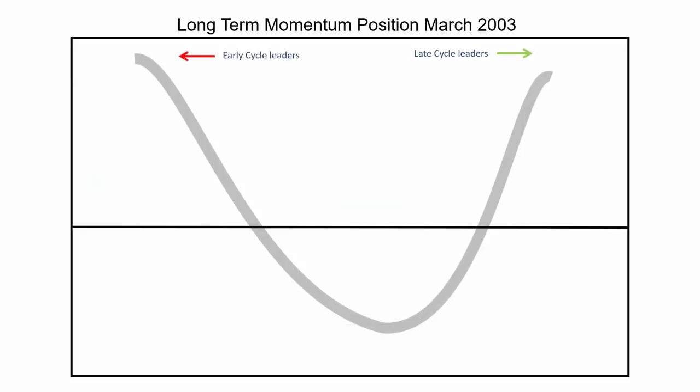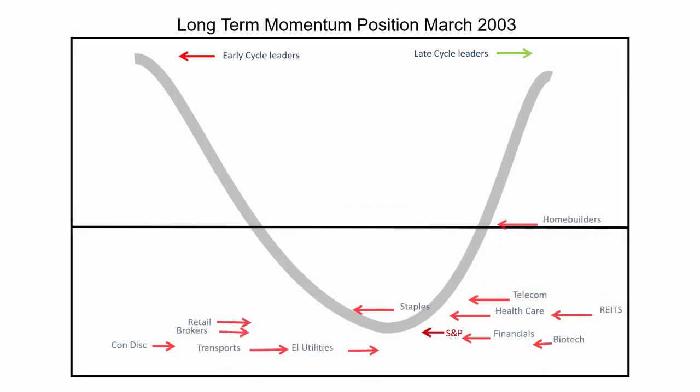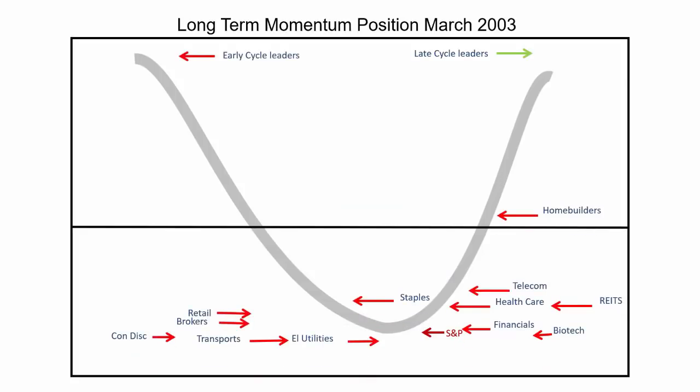So we're going to try and get a picture of where we stood in March of 2003. And then we'll do it for the peak in 2007, and then we'll do it for where we were at the end of February, which is, of course, what we're most interested in. So here's the diagram for the S&P, and you can see that it was below zero and starting to turn up, as we saw in the previous chart. So now we're looking at where the leading sectors were.